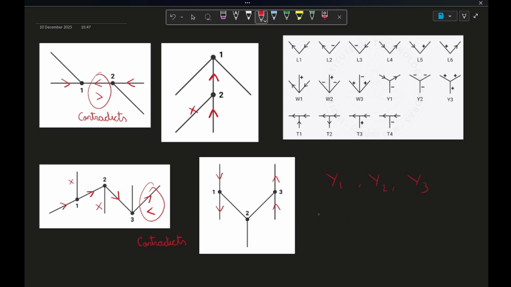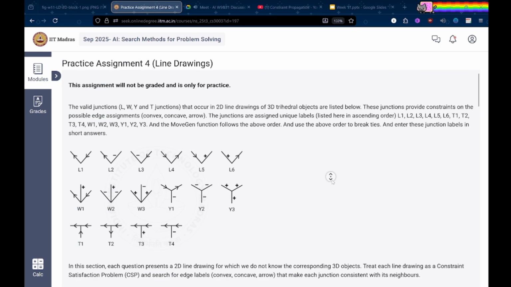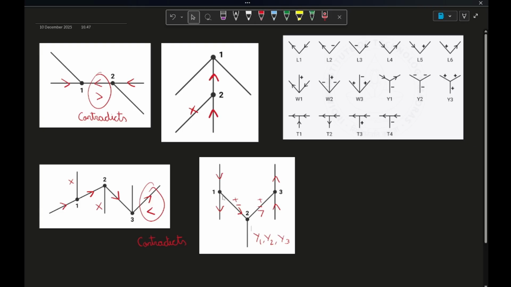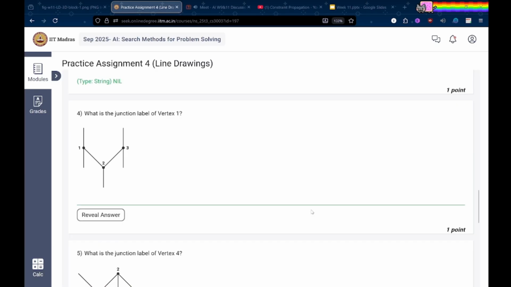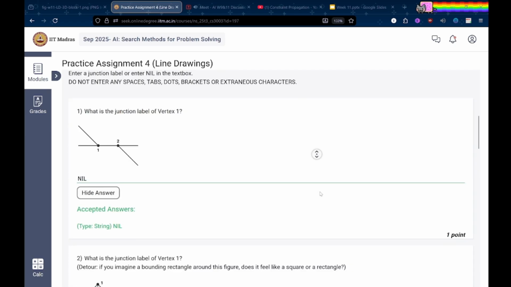What is the question over there? Let me just write it: y1, y2, y3. Because it can be positive, it can be negative, it can be an arrow. What is the label of the junction now? Vertex 1. Don't think about that, it's something. Vertex 1 is a T junction. Which T junction, T1? There's an order given here that T1 needs to be prioritized because it can be.